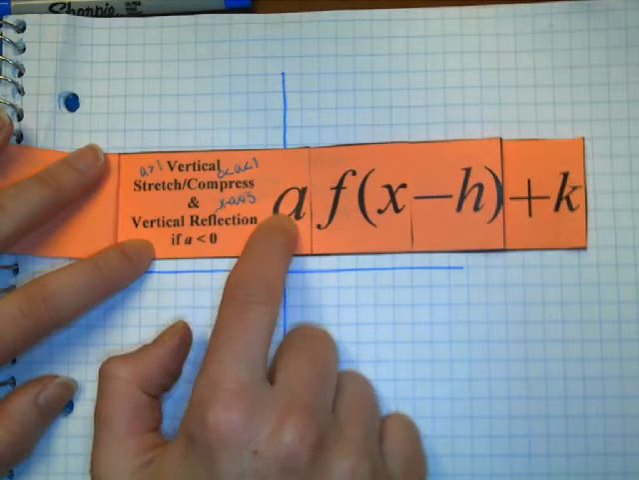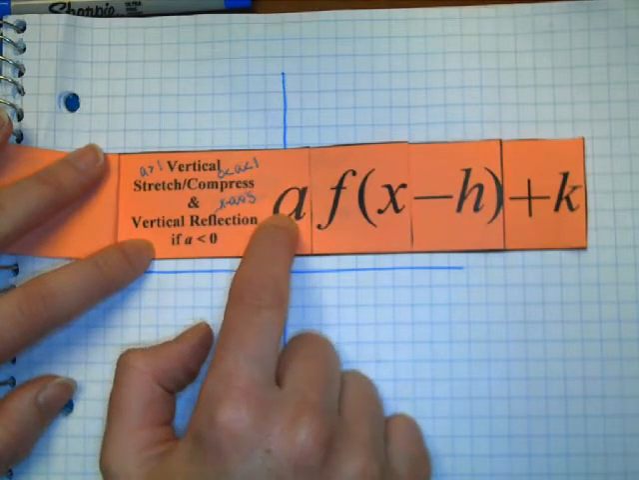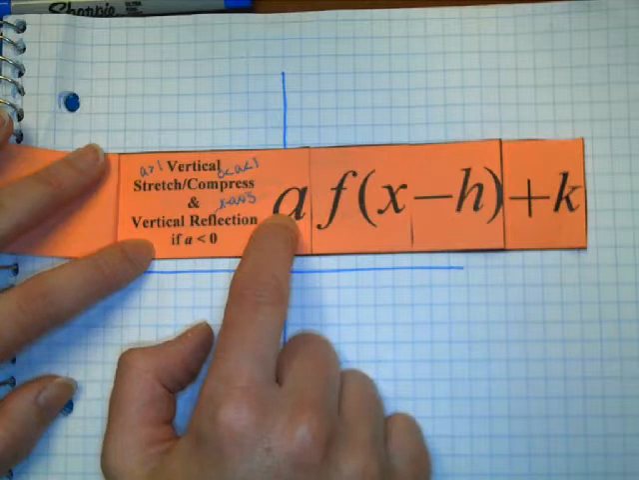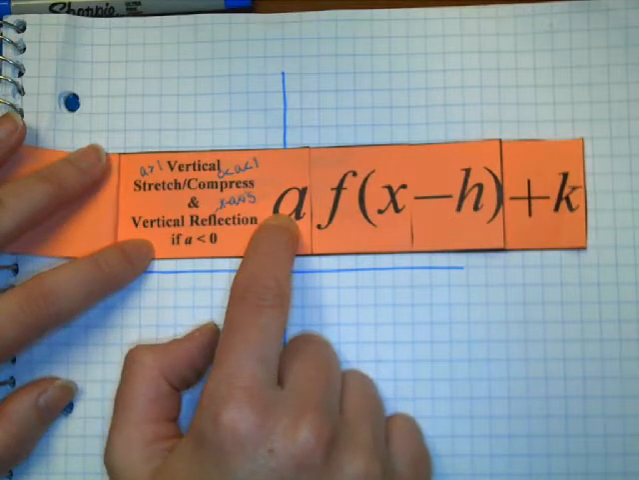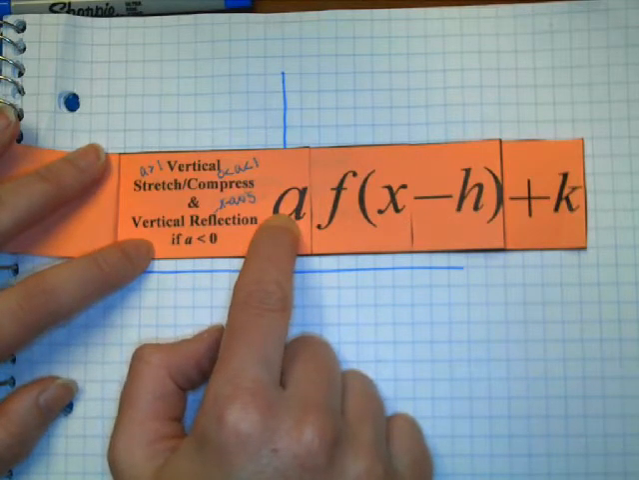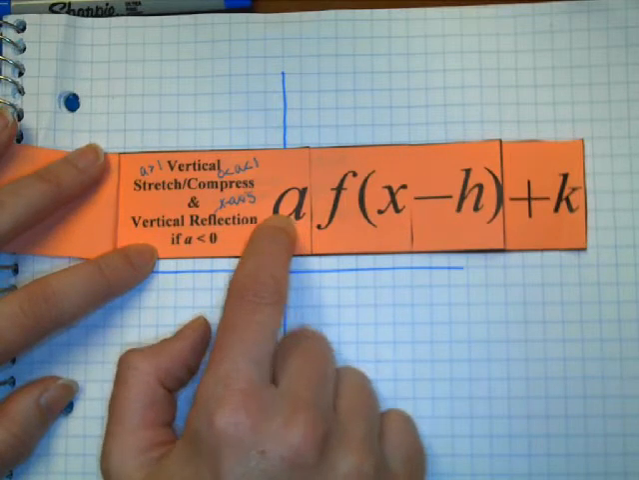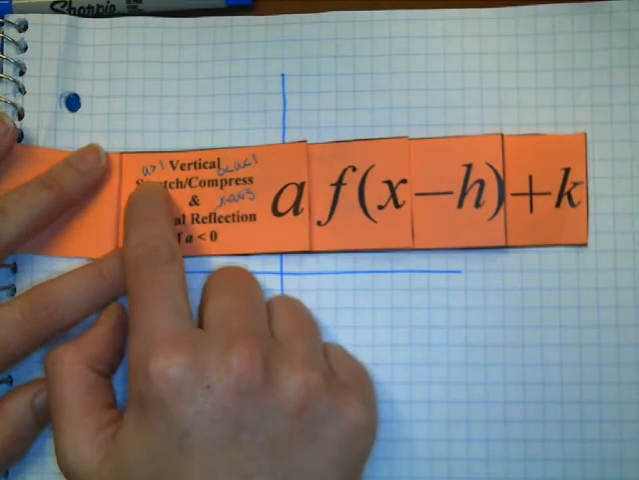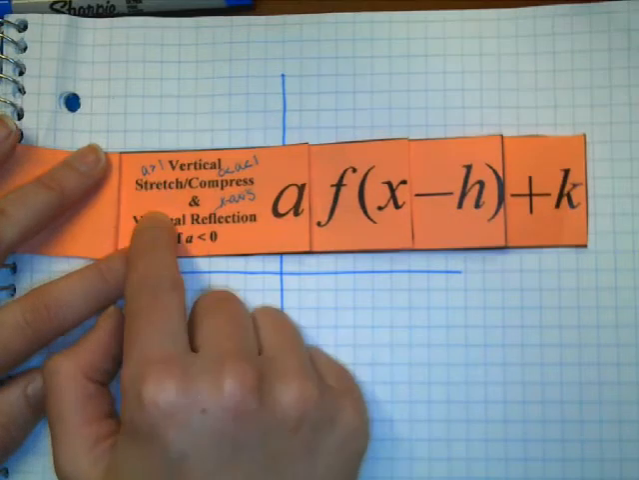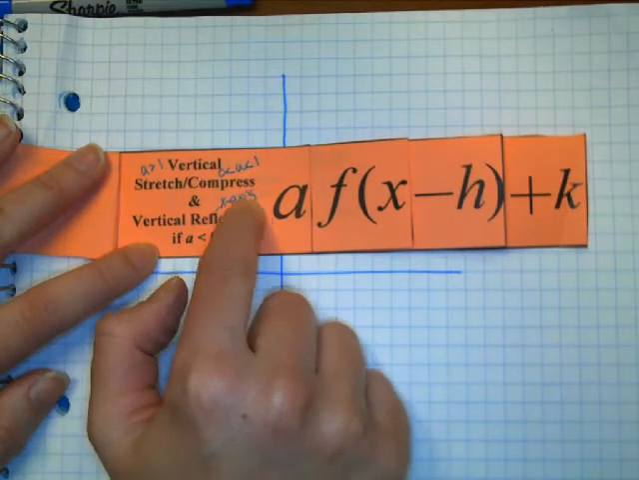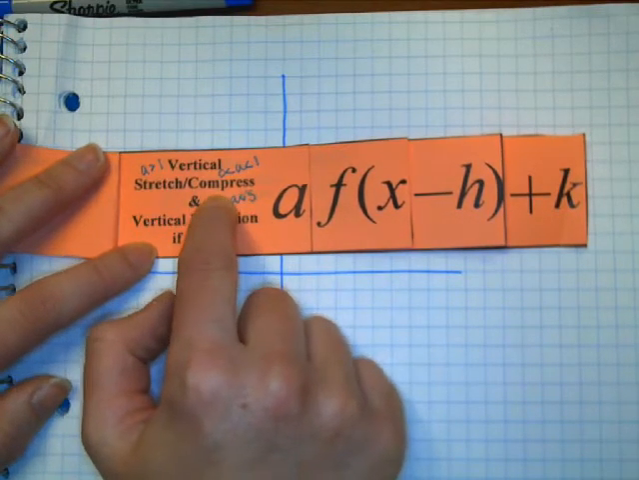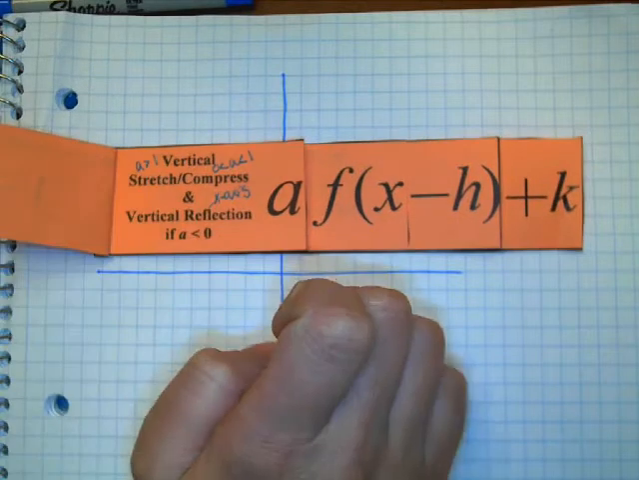A negative a will first reflect over the x-axis. It's again a vertical change, so it's a vertical reflection. So it's reflecting over the x-axis. And then the same thing goes for a. Ignore the negative, and then if it's a number bigger than 1, it's a vertical stretch, and a compress if it's between 0 and 1.